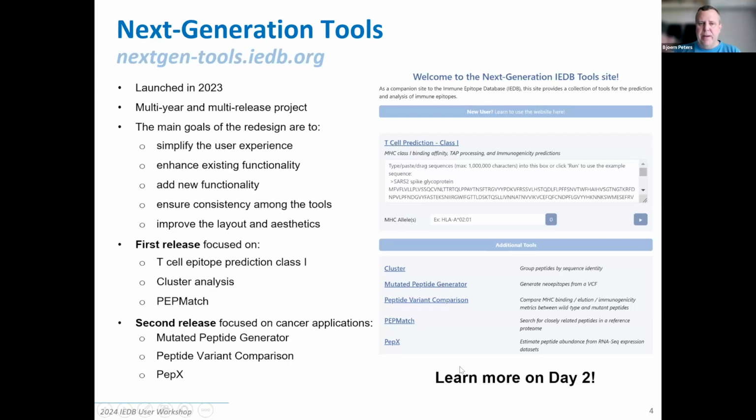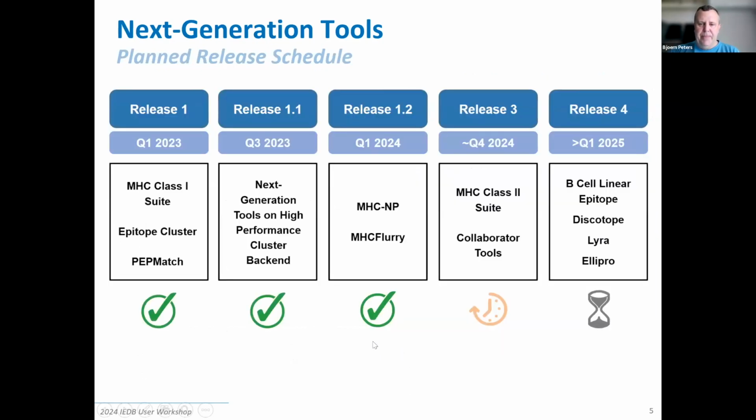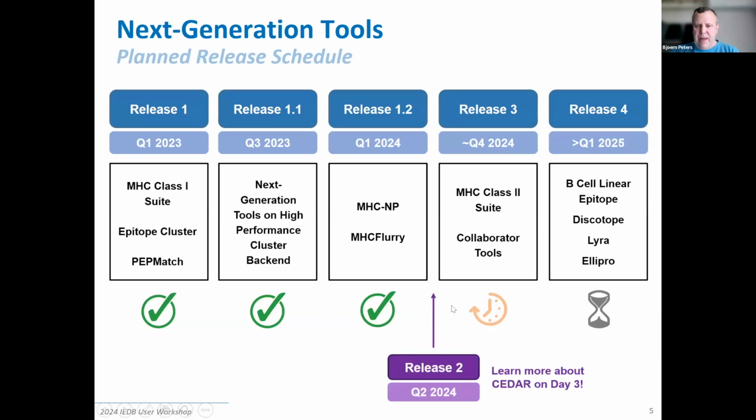On day 2, Jay is going to present a broader overview and go into more details for all of these things. These are the releases that we've gone through. The first release focused on the T-cell class 1 prediction tools. Release 2 that I mentioned on the last slide deals with the cancer-specific tools that belong to the CEDAR component of the IEDB, and Zeynep is going to talk about those on day 3 in a lot more detail. Then we have other releases planned.